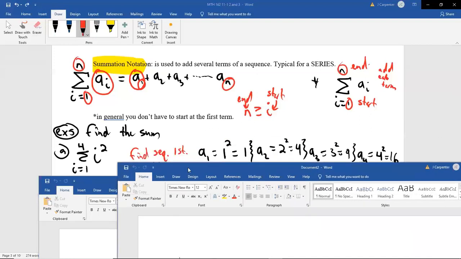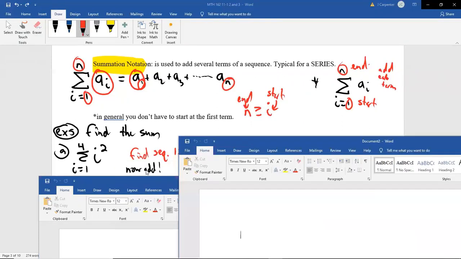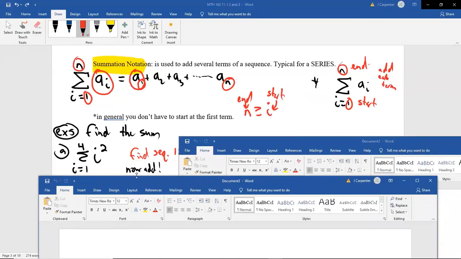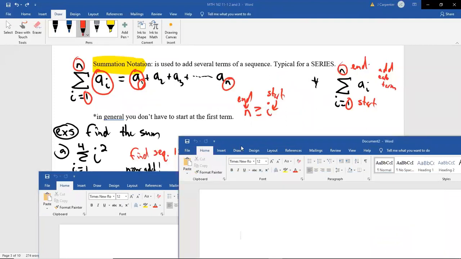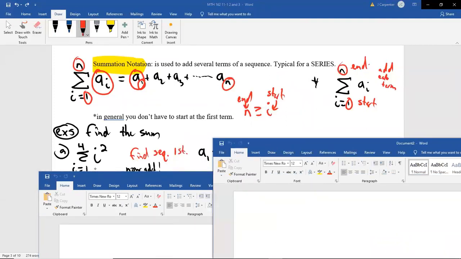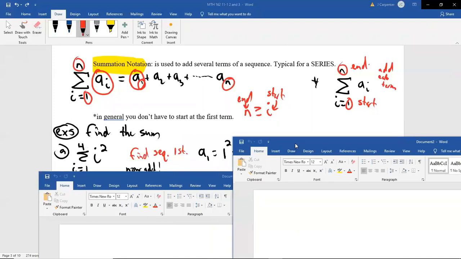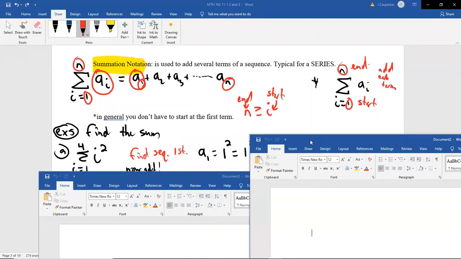So let's find the sequence first. Some people will go ahead straight to just writing out the series with the sequential terms going ahead and being added. I much prefer to do it this way though. So let's find the sequence first. So a sub 1. Now again, all we're looking at is the I squared. That's all we're using. So what's the I? Well, 1. So 1 squared, 1 times 1 is 1. Easy. That's the first term of the sequence.